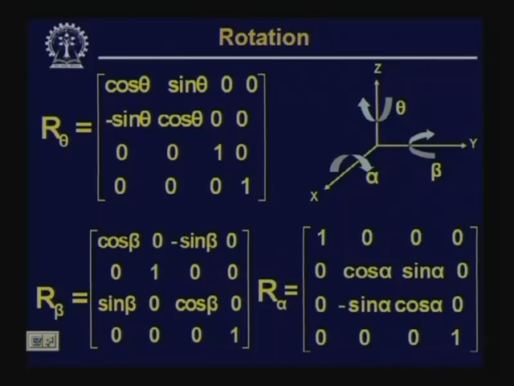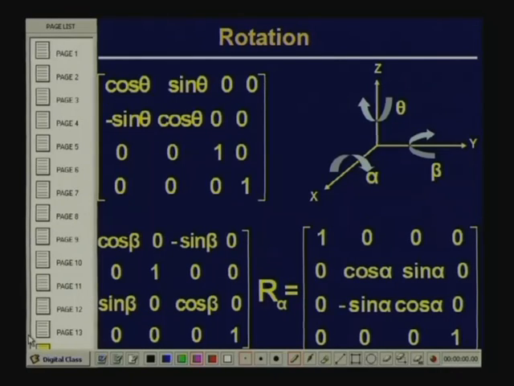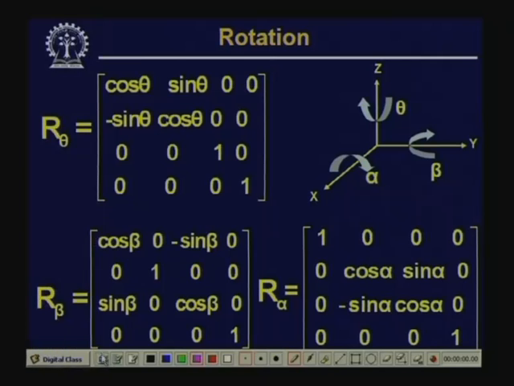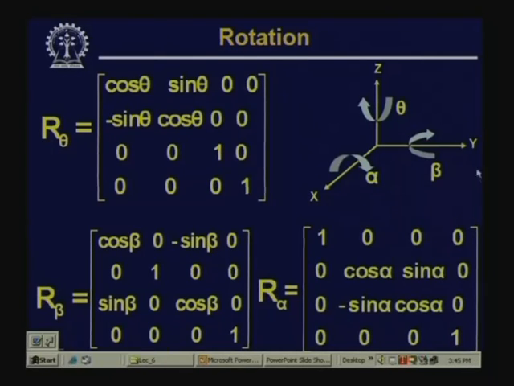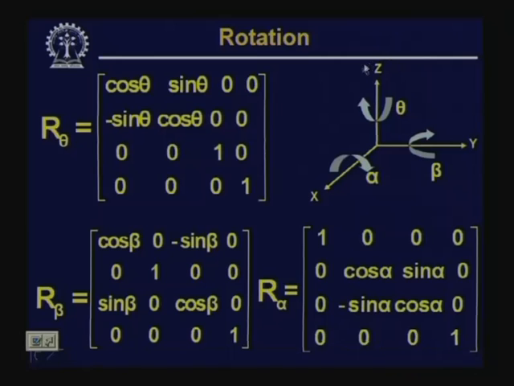Here you find that we have shown on the right hand side this particular figure, which shows the rotation of the point along x axis. If the point is rotated along x axis, the rotation is indicated by alpha. If it is rotated along z axis, the rotation is indicated by theta, and if the rotation is done along y axis, the rotation angle is indicated by beta.